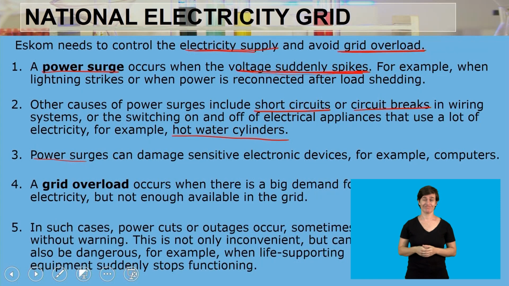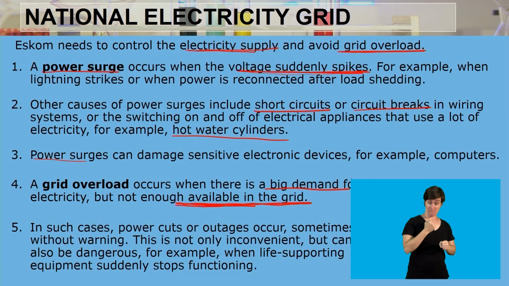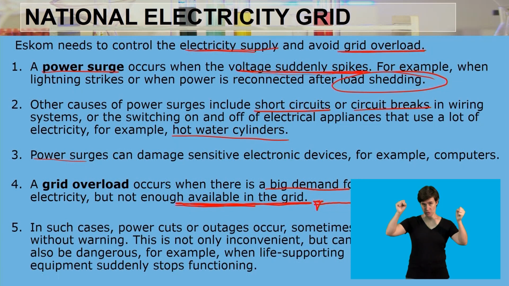In addition to that, a grid overload occurs when there is a big demand for electricity but not enough available in the grid. And remember, once the demand is not met by the supply, then in order to make sure that everyone at least gets some portion of electricity, we need to institute load shedding. Number 5, in such cases, power cuts or outages occur, as we have said, because the demand is not met by the supply. We then need to have the outages, which are known as load shedding.